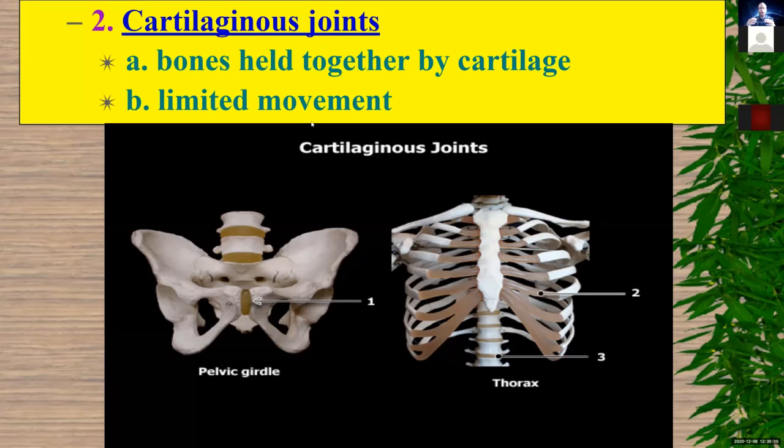So the expanding of the rib cage and the contraction of the rib cage. The expanding of the pelvis during childbirth and then the contraction of the pelvis. The movement of our spine when we go to the left, movement of the spine when we go to the right. When we move forward, back. So the strongest, tightest types of joints are known as the fibrous joints. The ones that provide a little bit more movement are the cartilaginous joints.